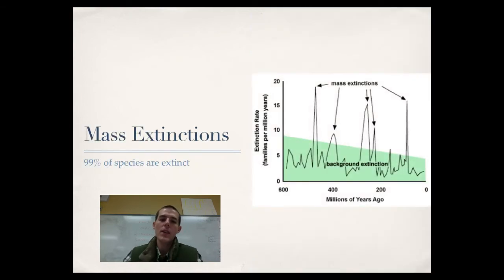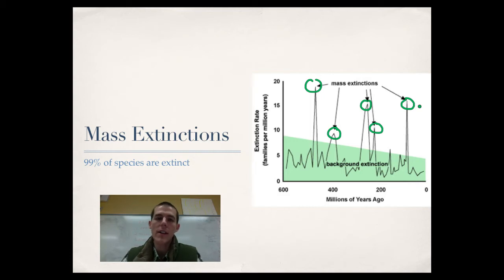Now, over time, there have been 5 major mass extinctions. If you look on our little chart over here, what this shows is the number of families of animals going extinct over time. And the background extinction rate is pretty much how things happen naturally in nature. Animals are always living or going extinct. But as you can see very clearly here, there have been 1, 2, 3, 4, 5 times where, for whatever reason, the extinction rate suddenly spiked and then fell back down.